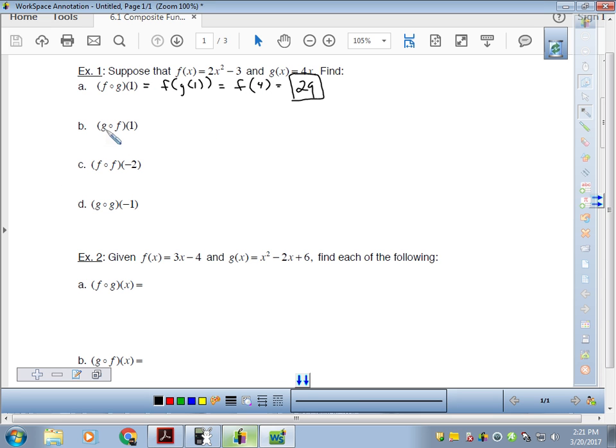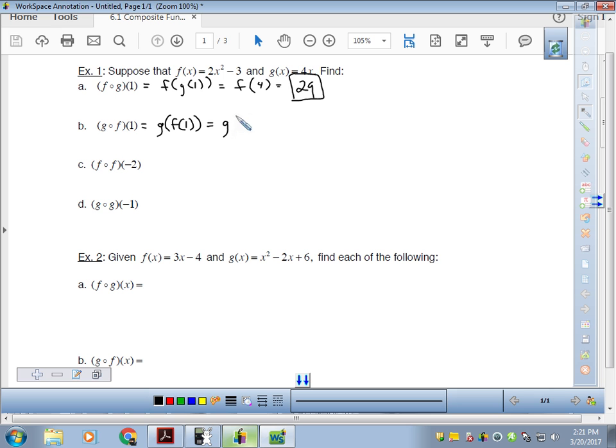Okay. Next one is g composed of f of 1. So this is g of f of 1. Notice the order of the letters did matter, because in the first one the f came first, the g came second, and so the g was inside. This one, the f came second, so the f is inside.